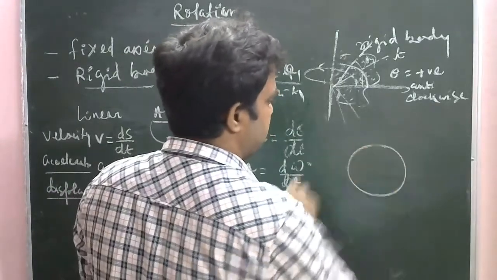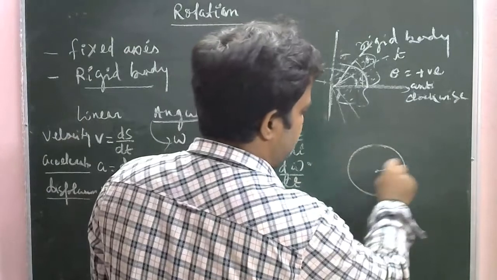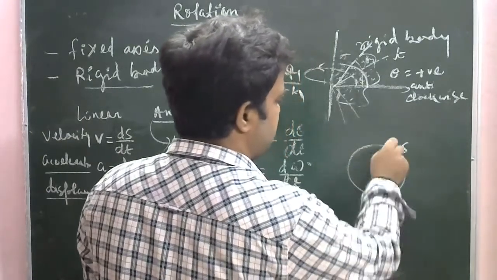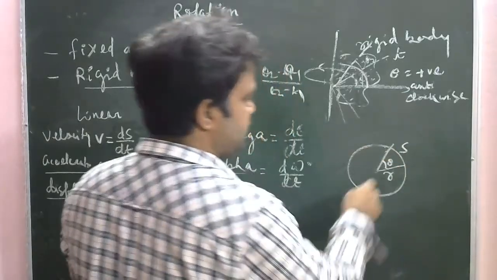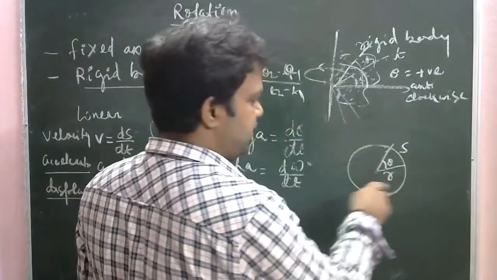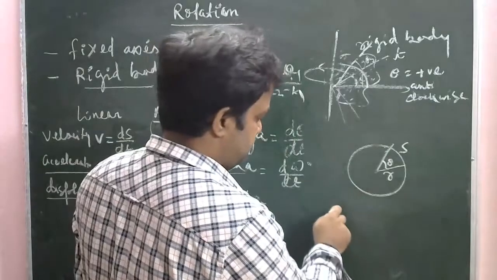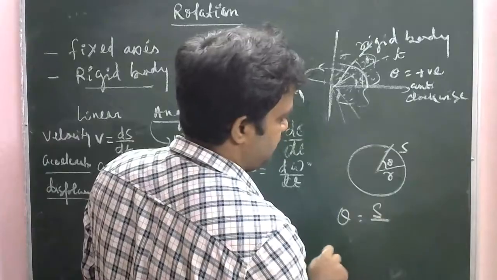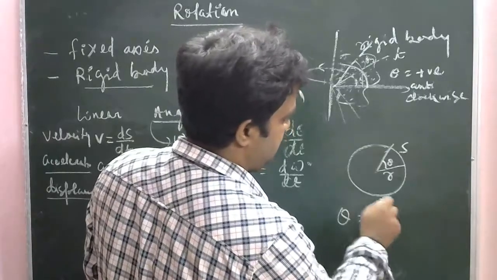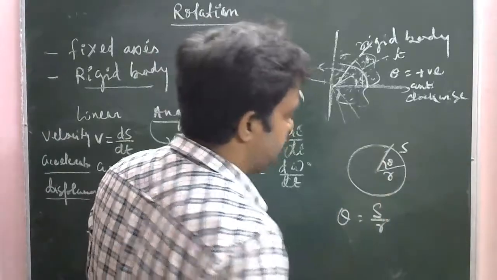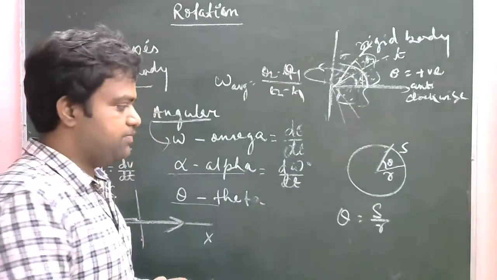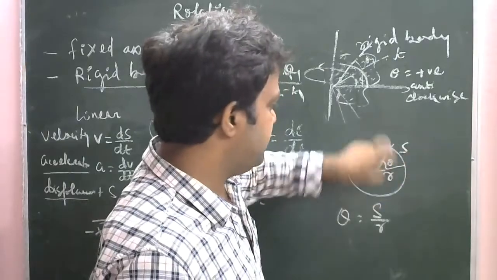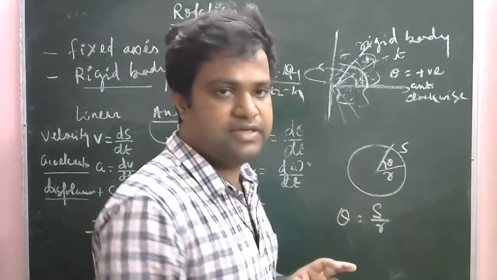suppose this is a circle, and this is your r, this is your s, let's say, and this is theta. So what is the relationship between theta, r and s? Theta is equal to s by r, or s is equal to r theta. You can write that like that. Theta is the ratio of the arc length to the radius.